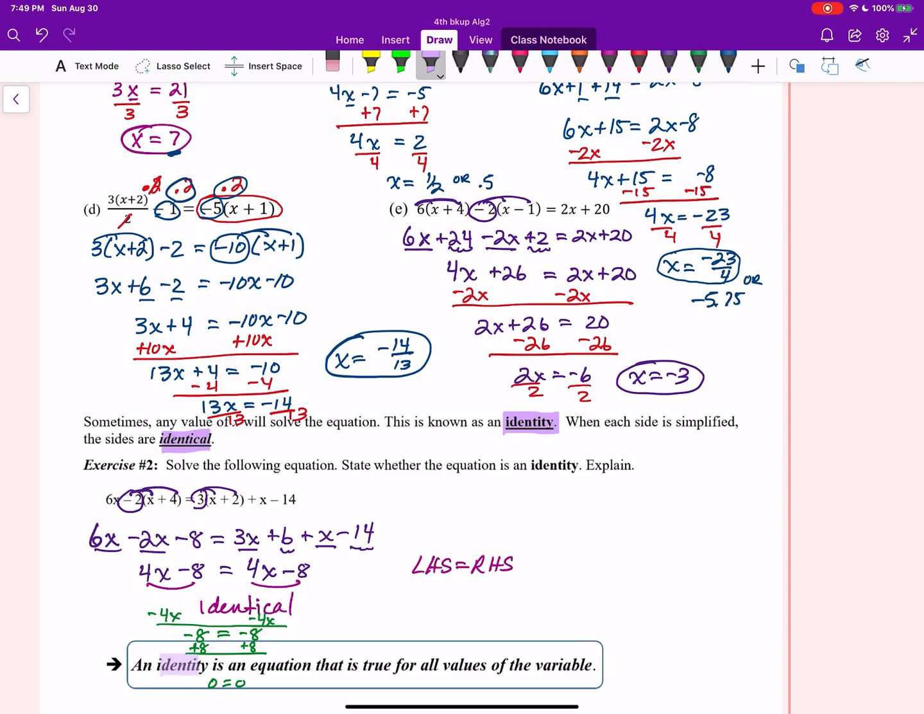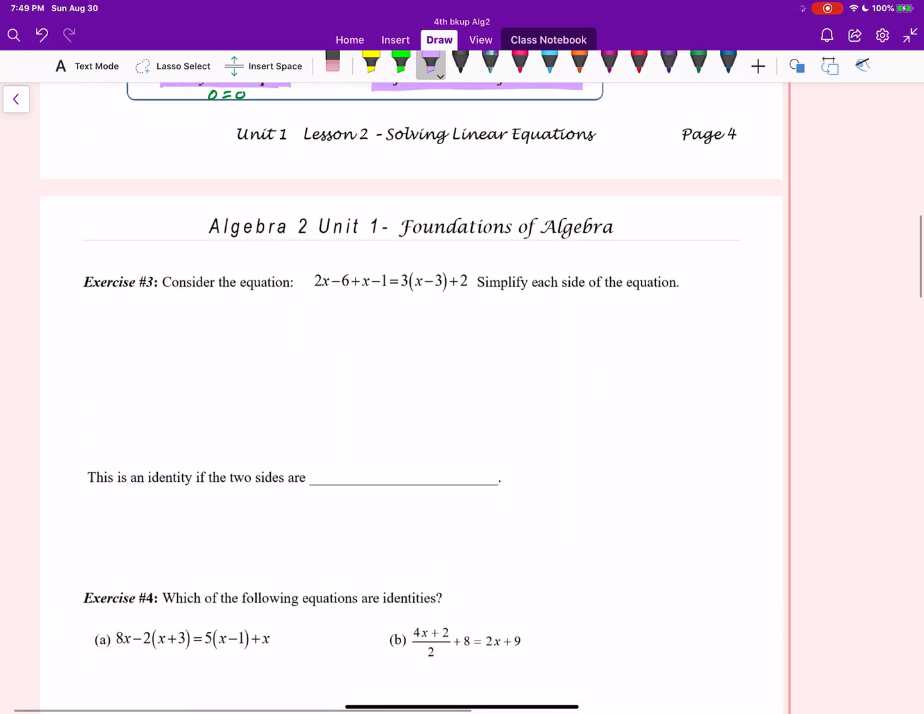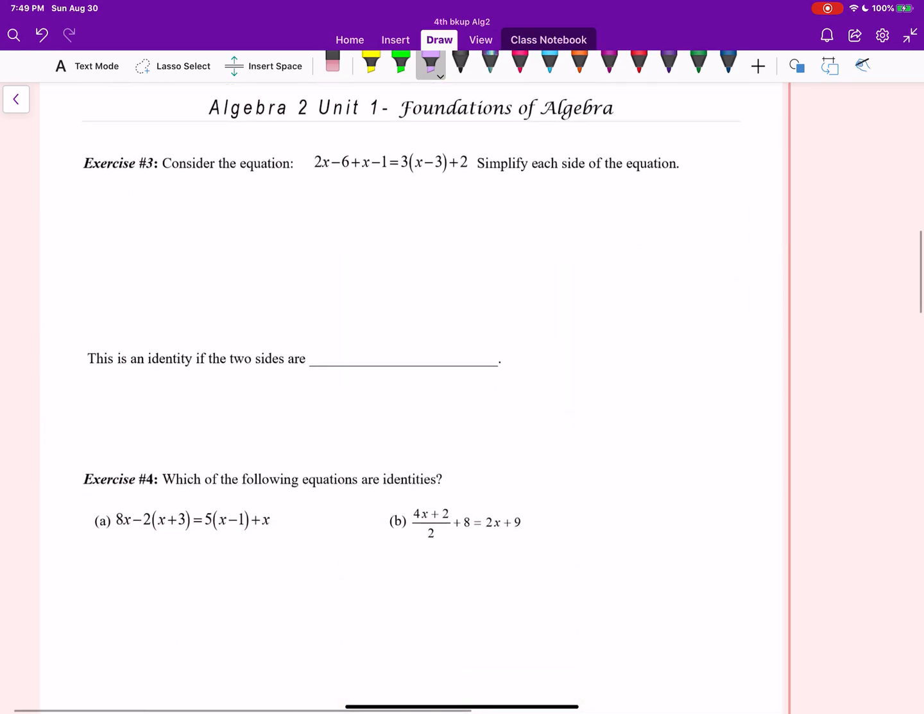So an identity is an equation that is true for all values of the variable. In exercise number 3, we want to consider this equation, and we're asked to simplify each side. Left-hand side, there are some like terms to combine. 2x and +1x is 3x. And a -6 and a -1 is a -7.